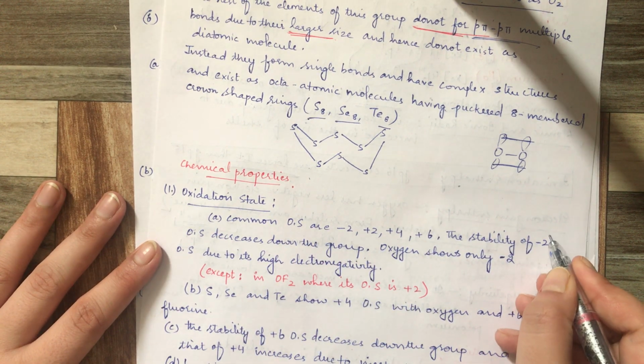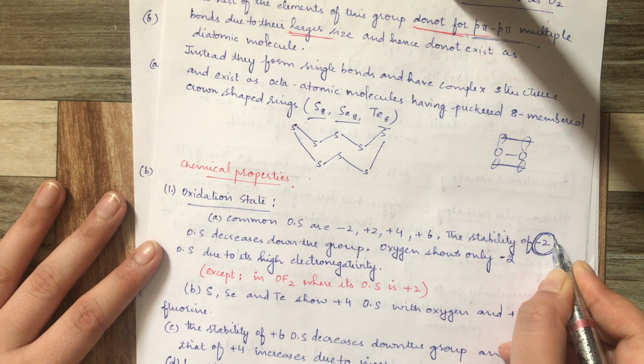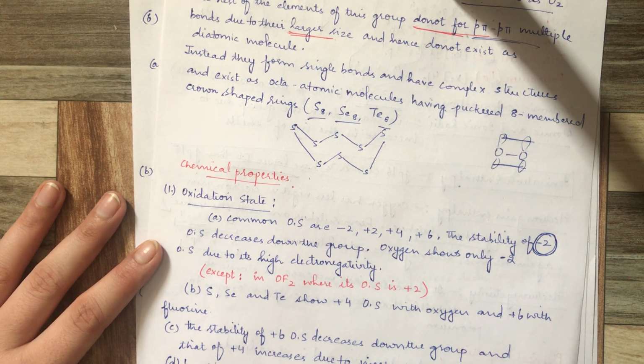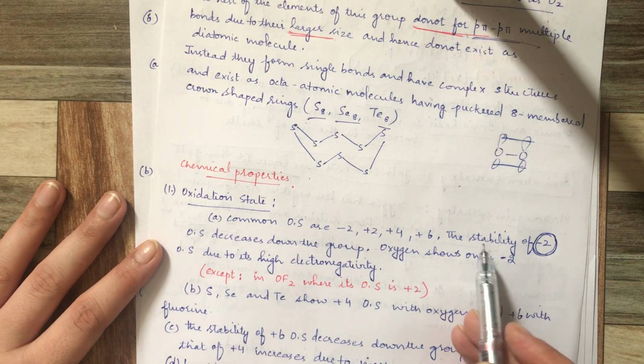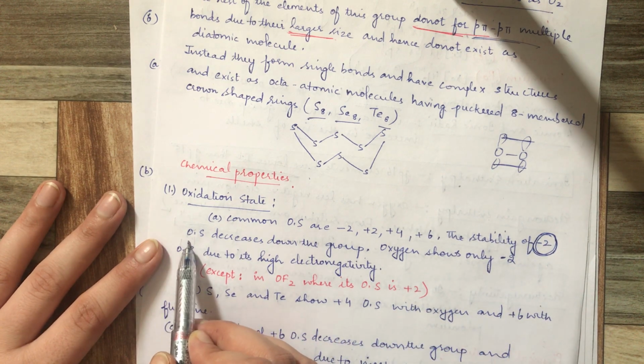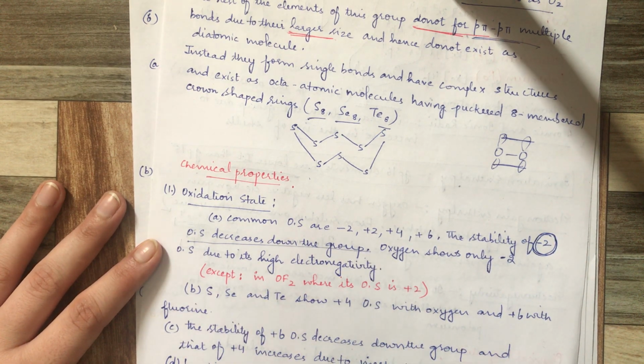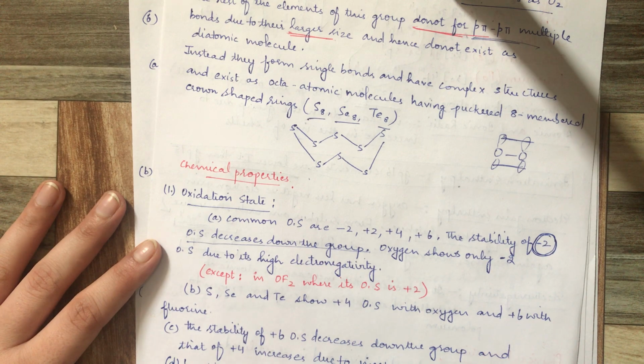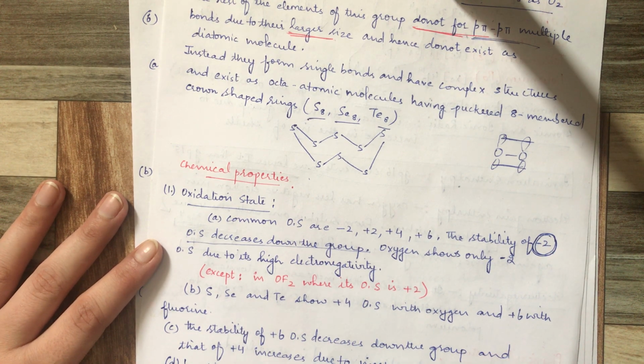Now if we talk about only the negative oxidation state, down the group the metallic character increases. If a metal is present, it will never show a negative oxidation state. Hence the stability of the -2 oxidation state decreases down the group. Since the metallic character increases, why would it show a negative oxidation state, right?